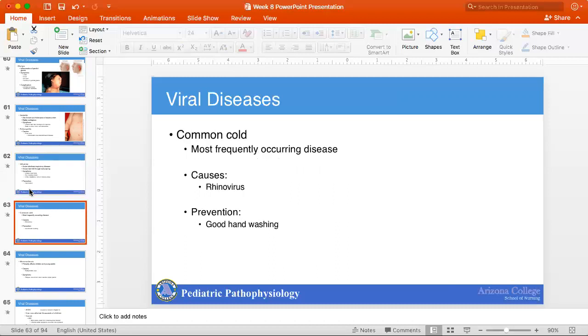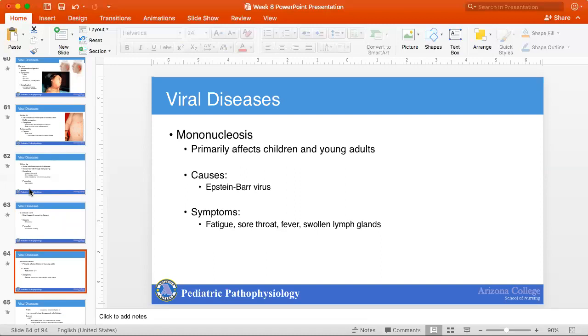Common cold, most frequently occurring disease, caused by the rhinovirus, and prevention is through good hand washing.